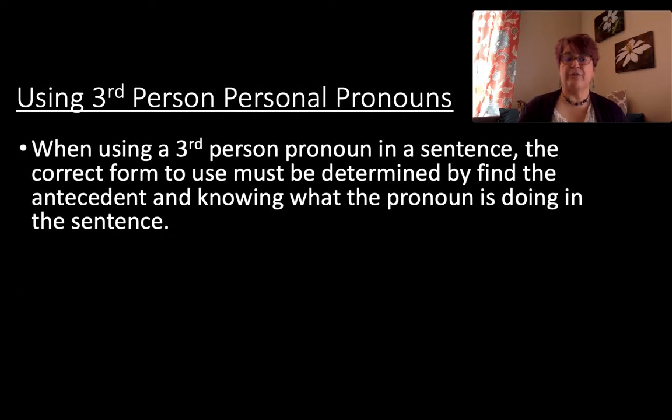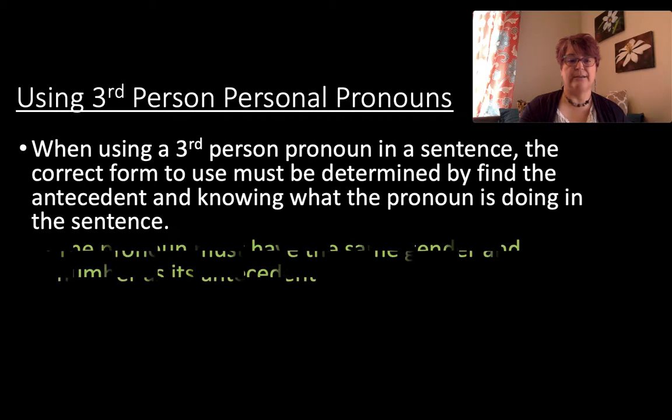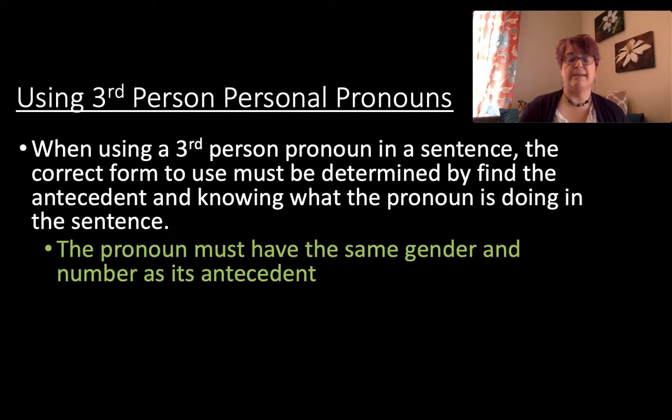When we use a third person pronoun in a sentence, the correct form must be determined by finding the antecedent and knowing what the pronoun is doing in the sentence. Do you know what an antecedent is? If not, make sure that you copy down the following pieces of information.